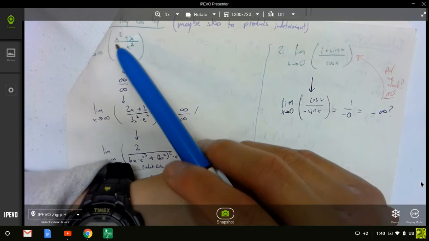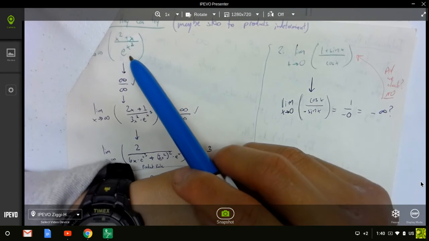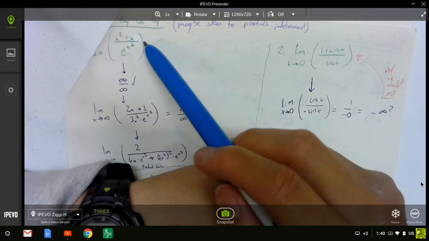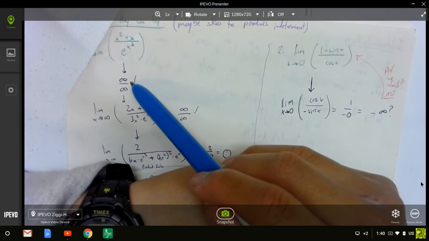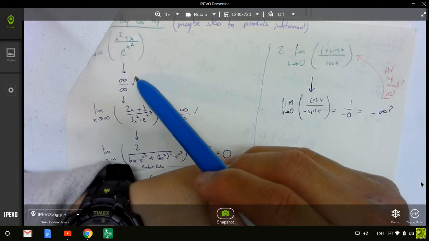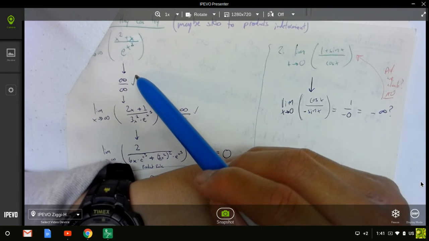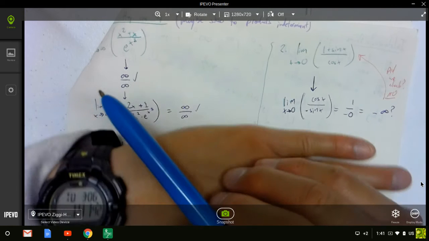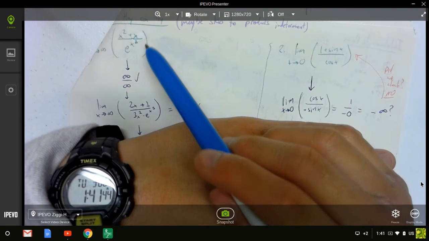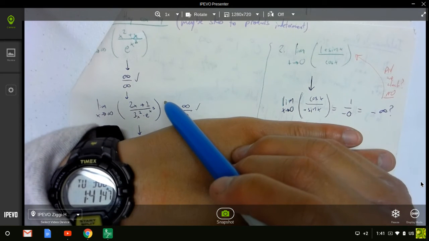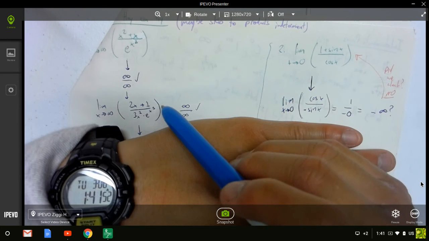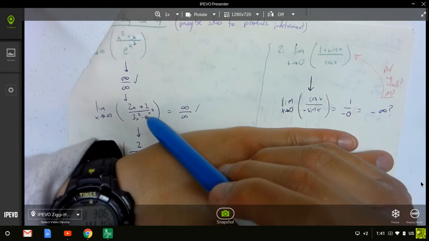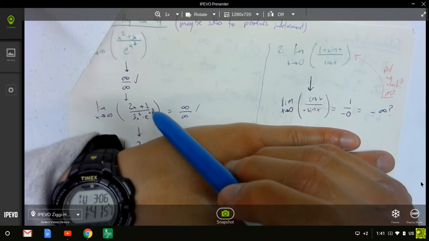You can debate whether the bottom is going at a faster rate because it's exponential, but the fact is you have some form of infinity divided by some form of infinity. Even though it has a check mark, what I wrote as an original note for myself is that this definitely means it's indeterminate and you have to do L'Hopital's rule. So the next step is to take the derivative of the top and the bottom, and then you should get 2x plus 1 over 3x squared times e to the x cubed.